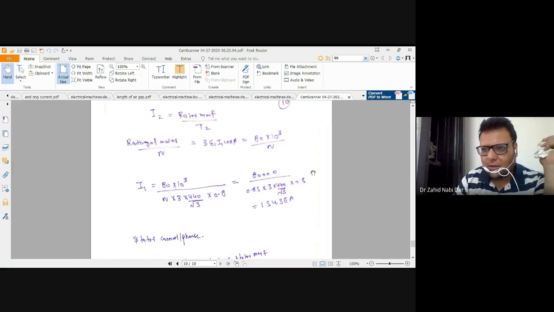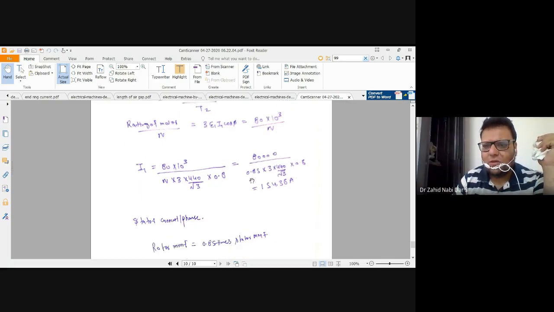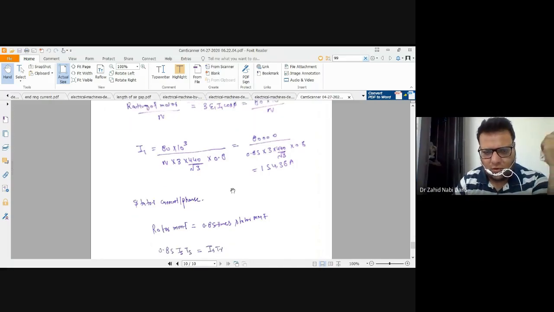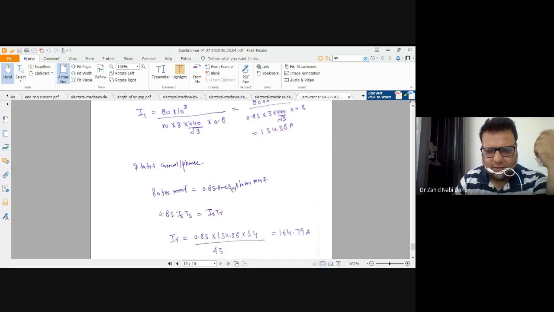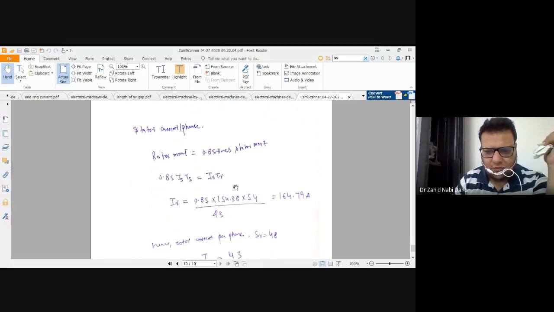I2 would be rotor. T1 would be stator, T2 would be rotor. T1 means the number of turns per phase of stator, T2 means the number of turns per phase of rotor. You can take any which way. You can take IR and IS, or you can take I1 and I2. This nomenclature is up to you; for that, no marks will be cut. The only thing is that you have to use the correct format.